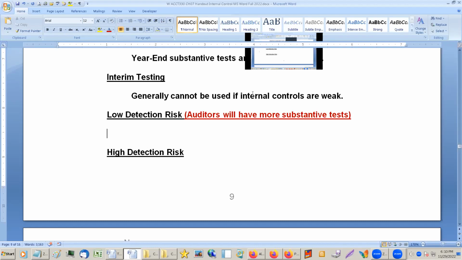So who gets low detection risk? Riskier customers, riskier clients.